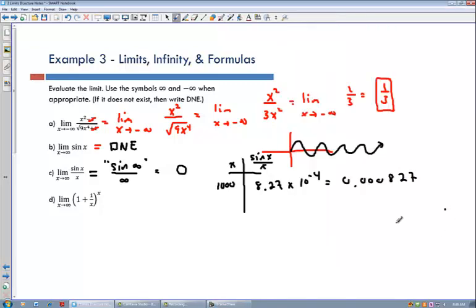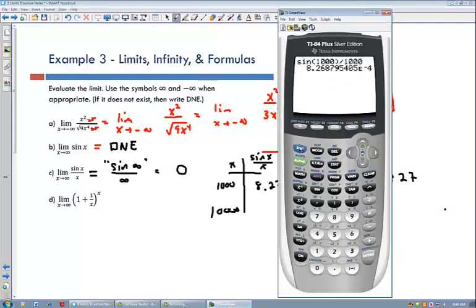Make sure I copied that down right. All right, so that's basically 0. And you can plug in, if you want, 10,000. Just for fun, let's do it since it's not too hard to do on my calculator. So I add a 0 here, and I add another 0 over here. And you'll see you get even closer to 0.